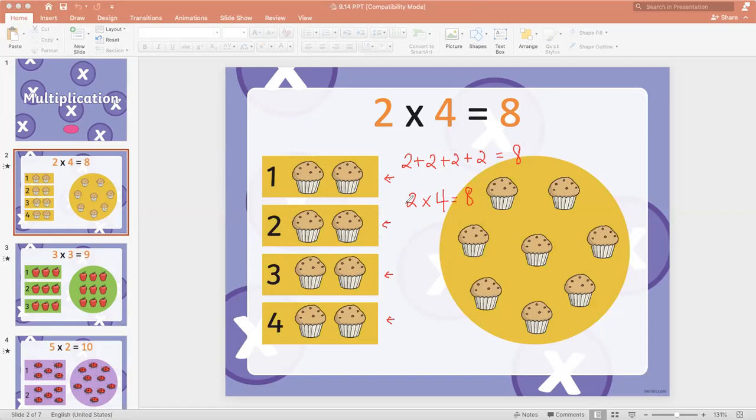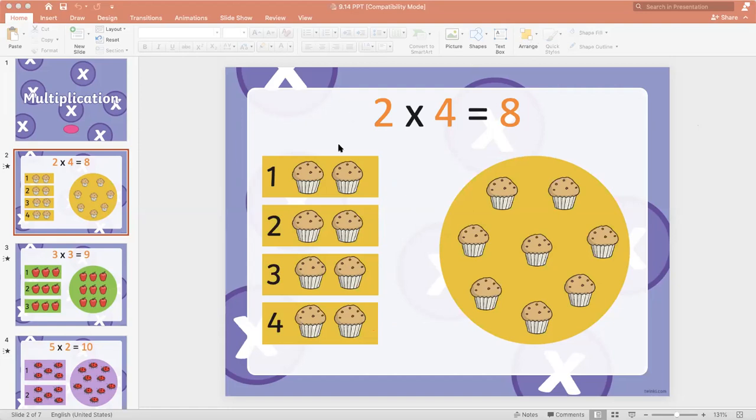So in order to use multiplication, we have to have the same amount in each group. That's why we can use multiplication, right? This group we have 2 cupcakes, this one we have 3 cupcakes, this one has 4 cupcakes, and this 5 cupcakes. Can we use multiplication? No. Right? So you can only use plus or minus.